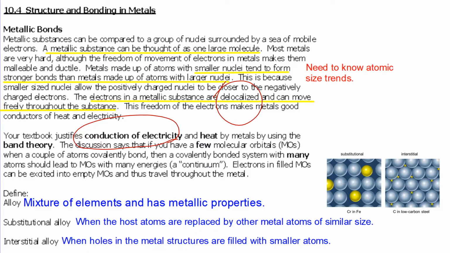It fills in the tiny gaps between the iron atoms. And so it's filling in these tiny gaps, not replacing them. It's not a substitutional alloy because it's not replacing an iron atom. It's filling in the gap. We call that an interstitial alloy.